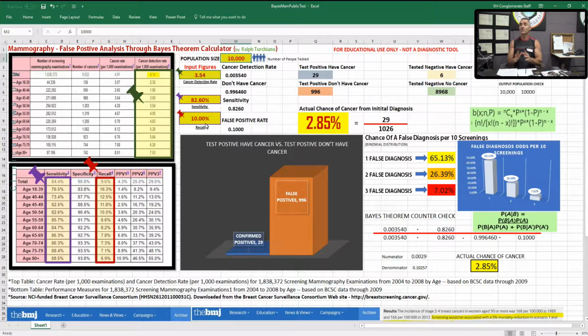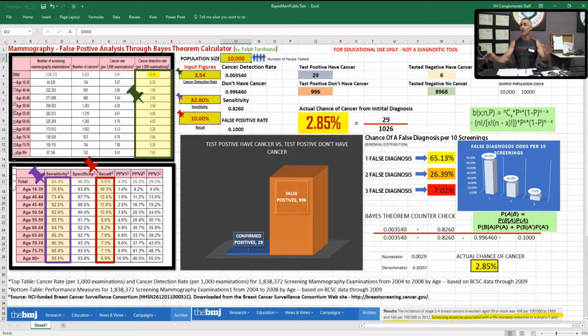So again, this mammography calculator for educational use only utilizes something called Bayes' theorem, which you can see down there. You can double check. Basically, your opportunity for false diagnosis is based upon a statistical tool called binomial distribution. And I'll have it all there available for you to utilize on your own.